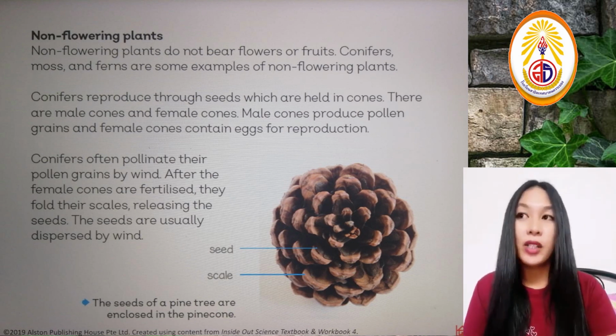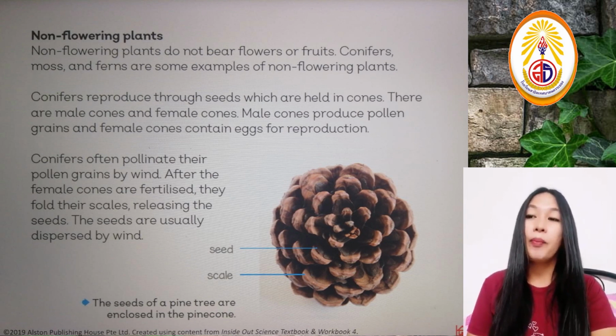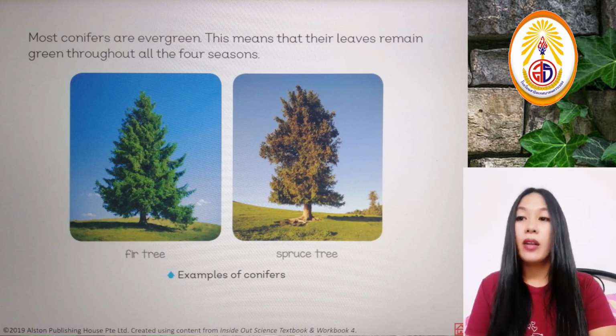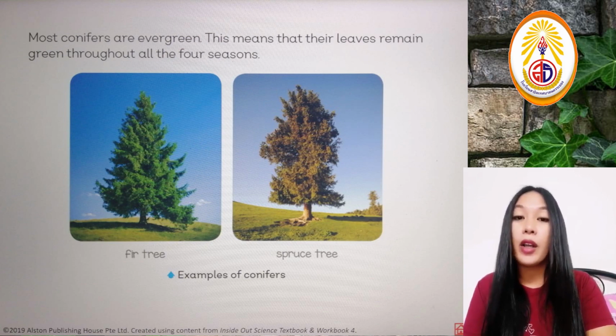Most conifers are evergreen. This means that their leaves remain green throughout all four seasons. So the conifers are green even if it's winter, even if it's summer. These are examples of conifers. We have the fir tree and the spruce tree.